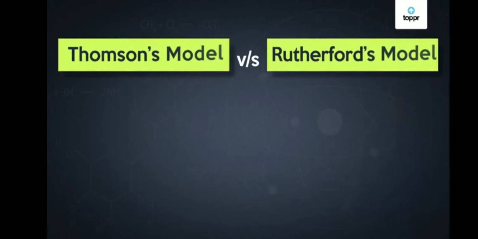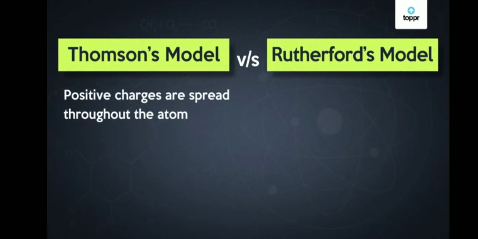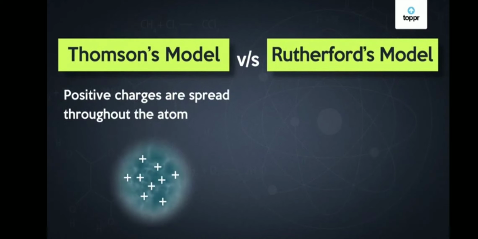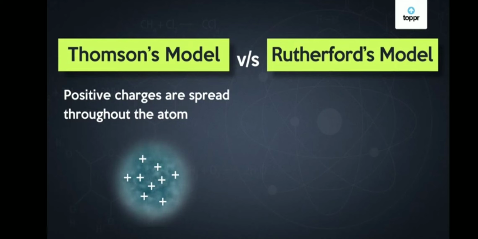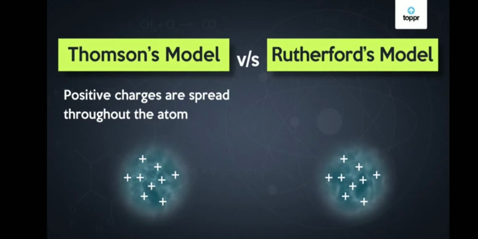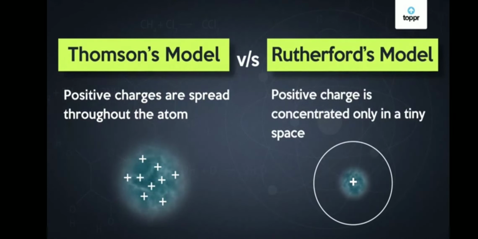Let's see how they are different from one another. Thomson said that positive charges are spread throughout the atom. If Thomson's model was correct, all the alpha particles would have bounced back. Well, the positive charge in Thomson's model is spread out uniformly over the entire atom. Hence, this would repel the alpha particles no matter how they approach the atom. On the other hand, Rutherford predicted that the positive charge is concentrated only in a tiny space. So there are only some chances of deflections.